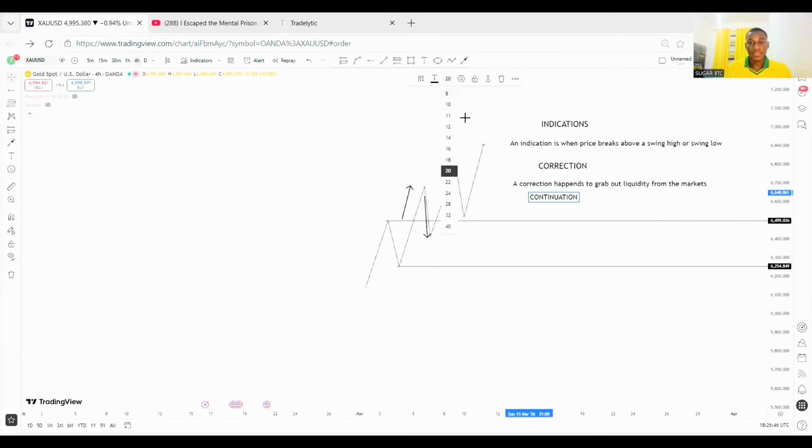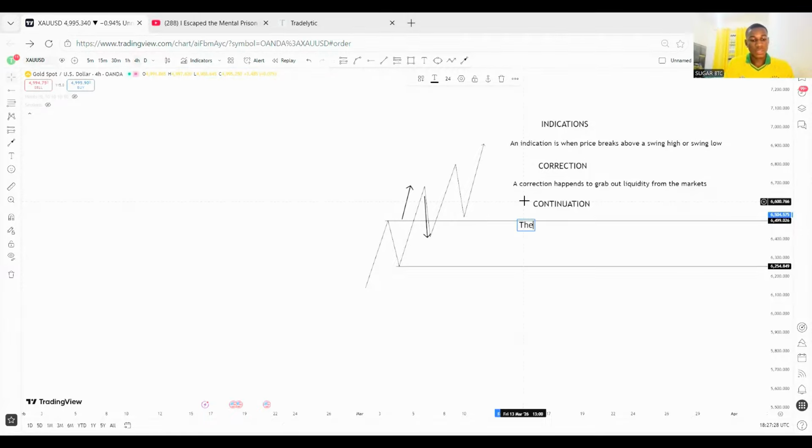So this is a correction, and the continuation is simply price repeating the same move it did with the indication, right? So a correction is price going to build another higher high or lower low in the market, right? So you can see we can simply say a correction is price going to build another higher high or lower low in the market. Either way.